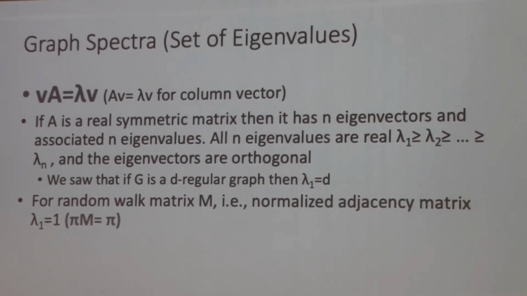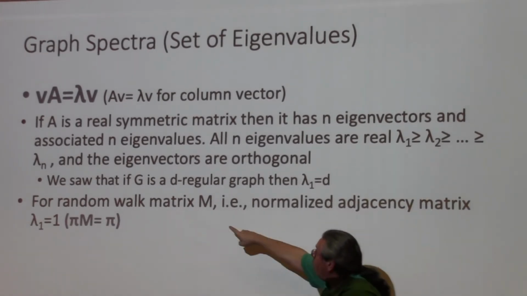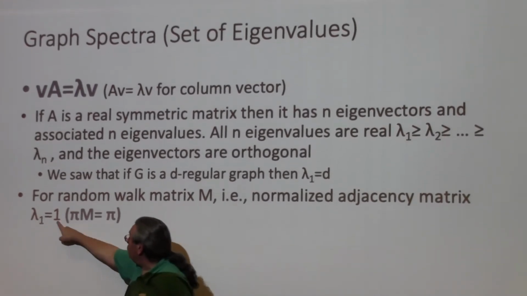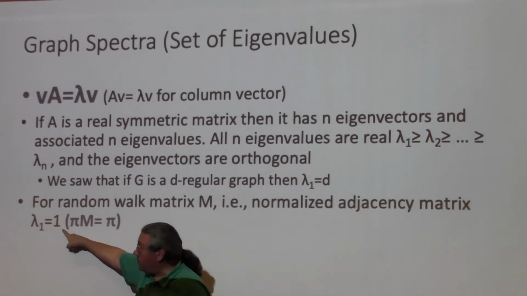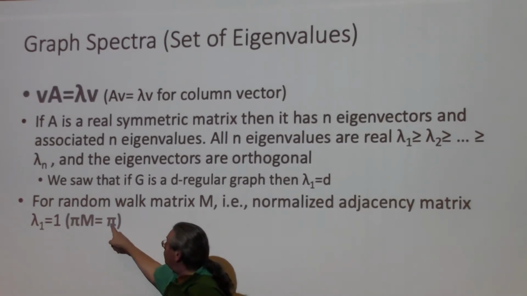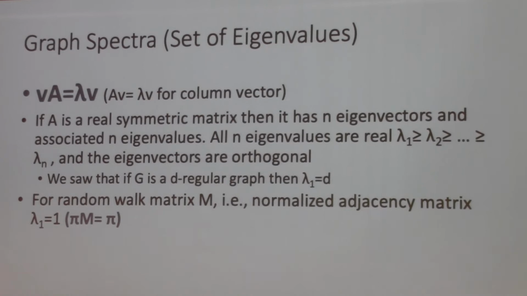For the adjacency matrix this is the case, but for a random walk matrix, because of the convergence, because of the probabilities, the main eigenvalue is going to be 1. Remember, pi times the transition matrix is 1 times pi. It's not d, but it's 1. Okay.